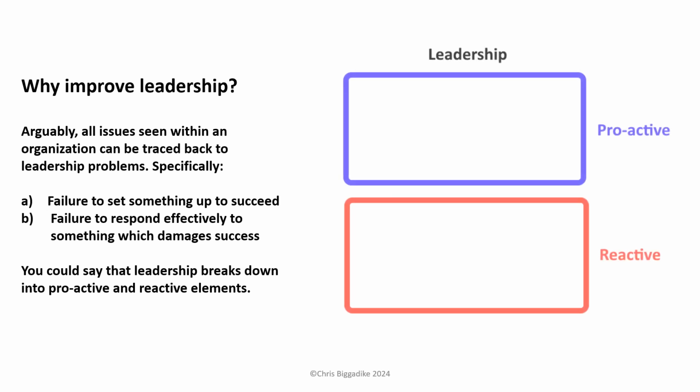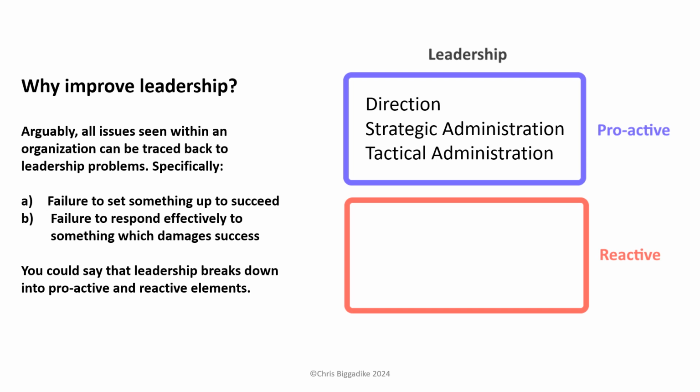So how do our 5 leadership modes fit with this idea? Direction, strategic administration, and tactical administration are all proactive. They try to set up the organisation or the team to succeed. They assume when they do this that things will progress as anticipated. Enabling leadership and adaptive leadership are both reactive.